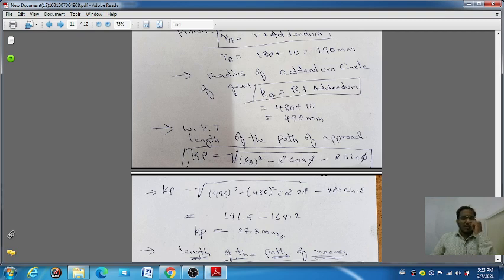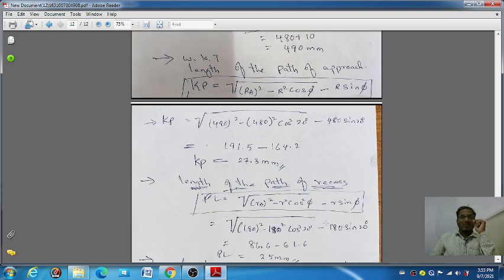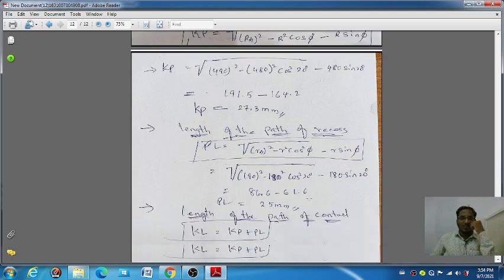Just substitute the values and you will get KP is equal to 27.3 millimeter. Then the length of the path of recess, the remaining part, is PL. PL is equal to under root of capital RA square minus capital R square cos square phi minus R sin phi. In the path of recess, PL is in terms of capital RA and R. Okay, just substitute the values and you will get PL.